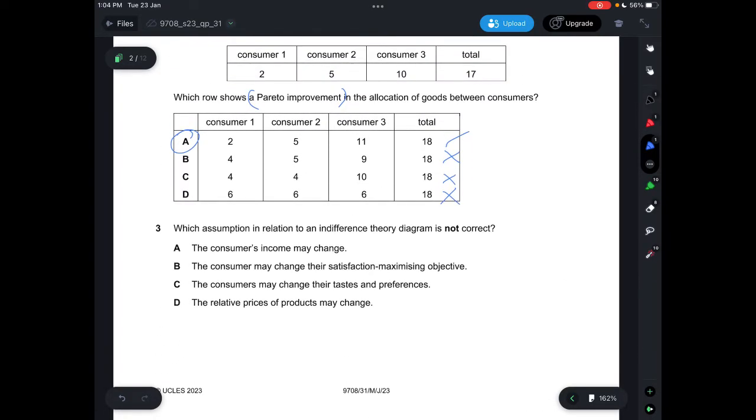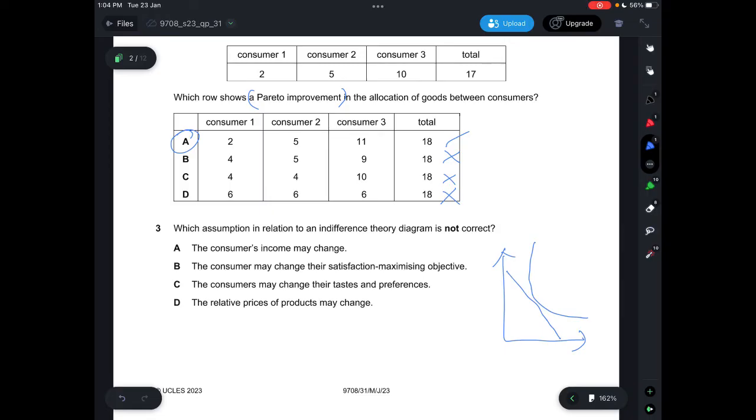Question 3, which assumption in relation to an indifference theory diagram is not correct? So an indifference theory diagram is basically when, if you look at this graph here, this is your budget line and this is your indifference curve. Okay, so for an indifference curve, it's basically the maximum combination of 2 goods that will provide equal utility to a person for consuming those 2 goods.